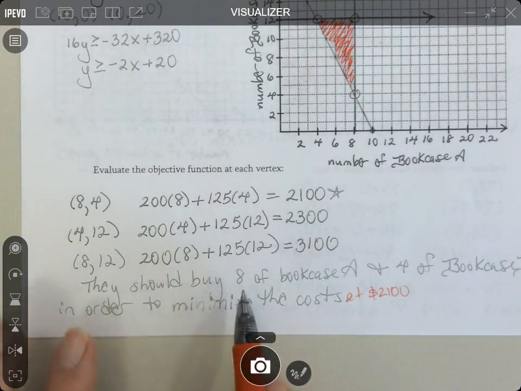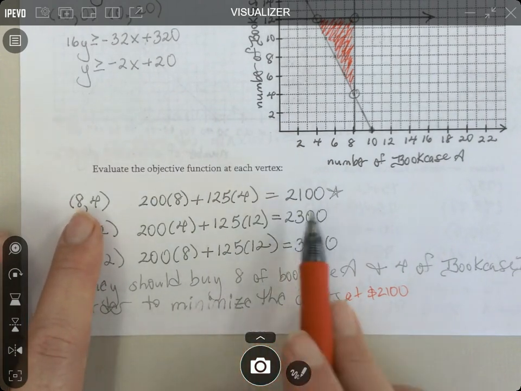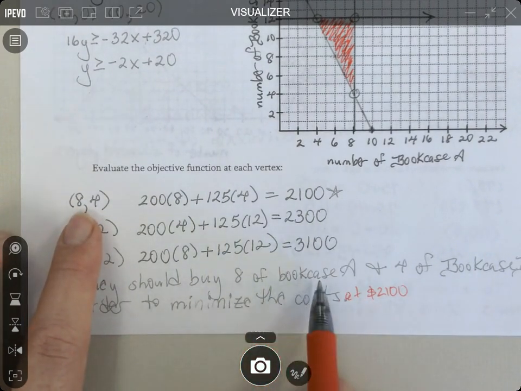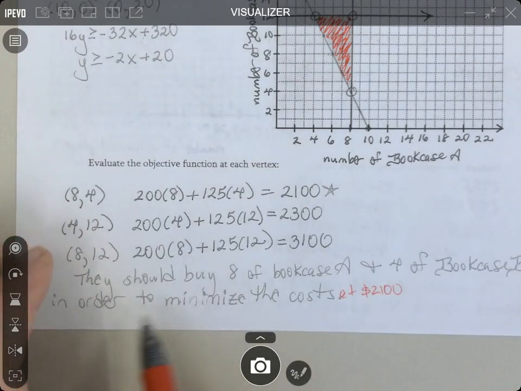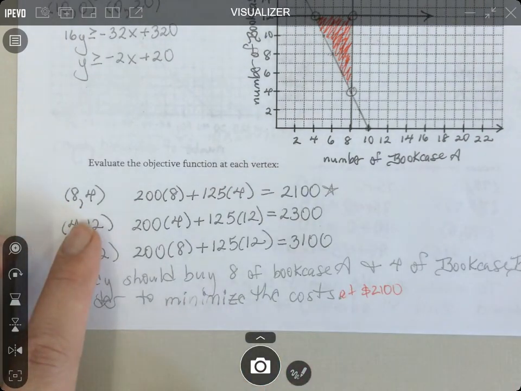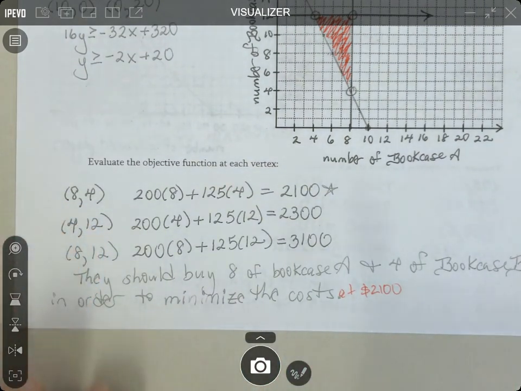They should buy, this is my max, or sorry, this is my minimum cost, 8 of bookcase A and 4 of bookcase B in order to minimize the cost at $2,100. You could write minimum cost is $2,100 for 8 of bookcase A and 4 of bookcase B. You don't have to write it as a sentence, but you need to have all the information. Are we understanding? All the information is stating: is it a maximum or a minimum? What is it? And what did it come from, with labels?